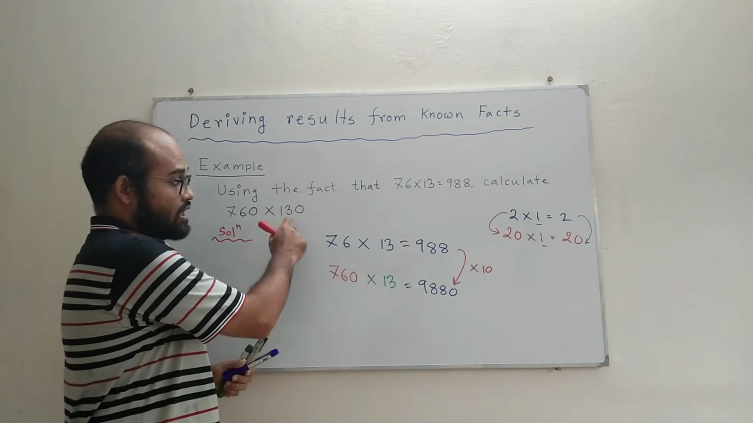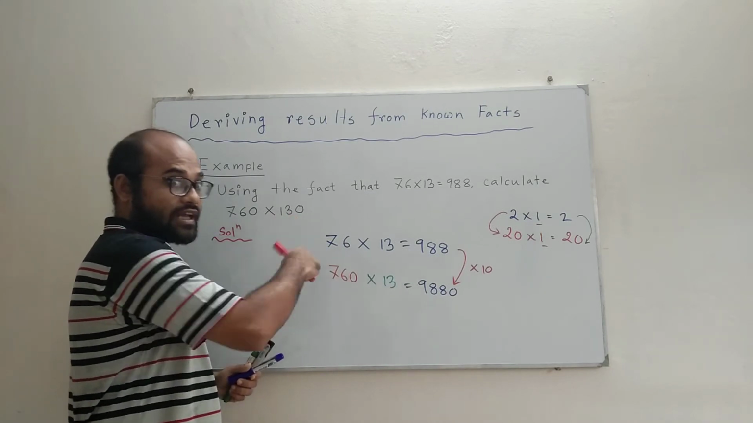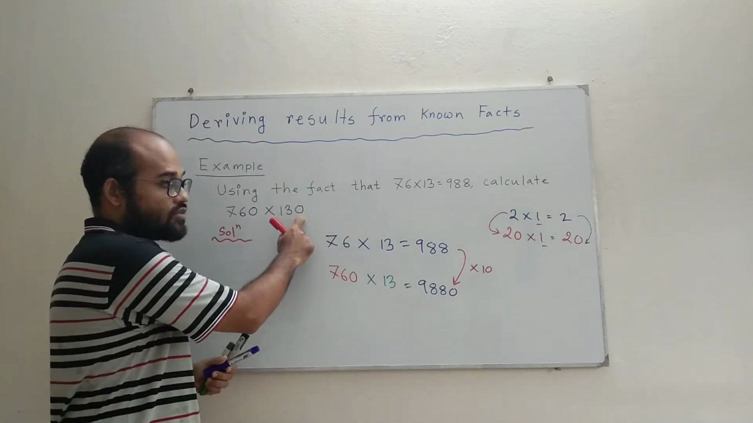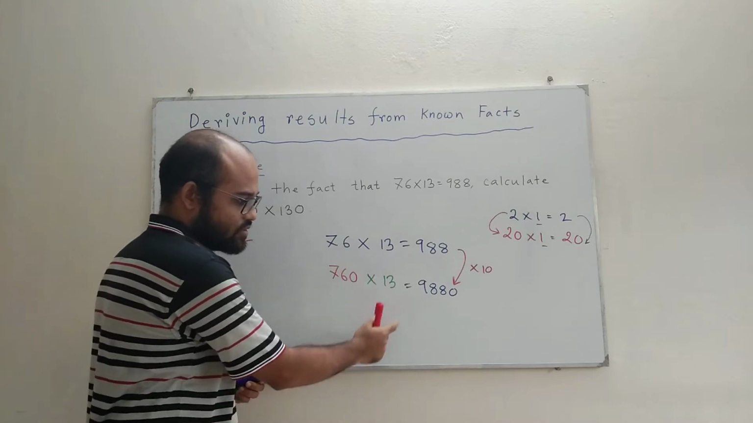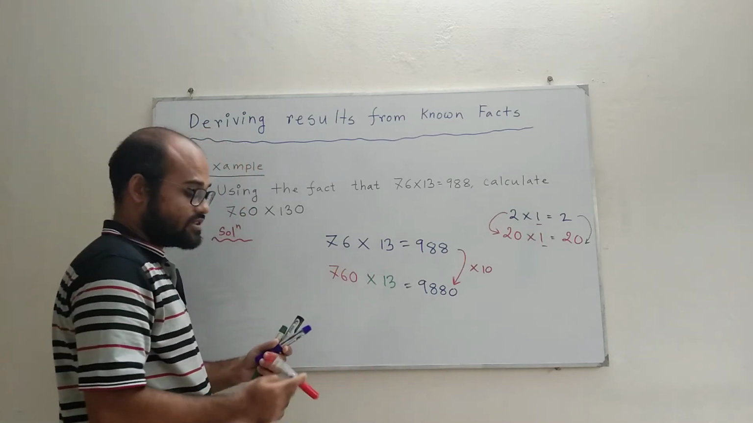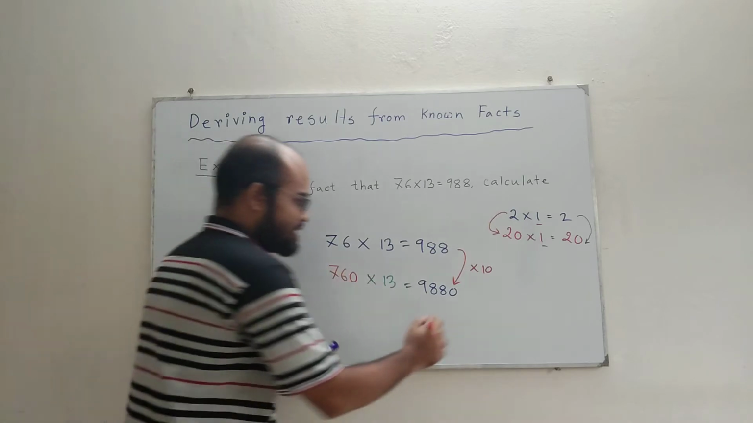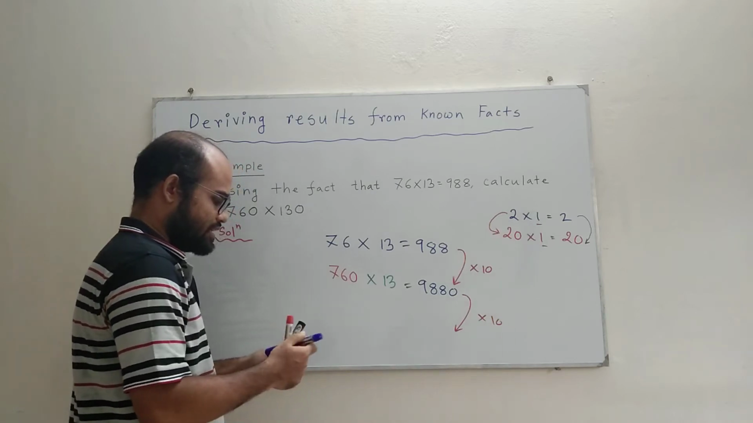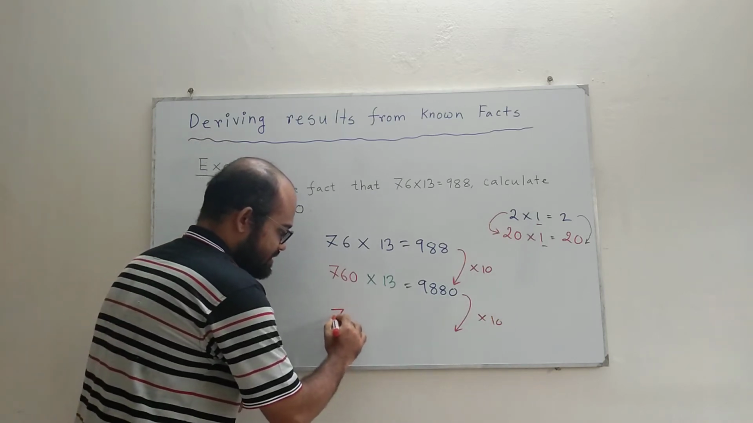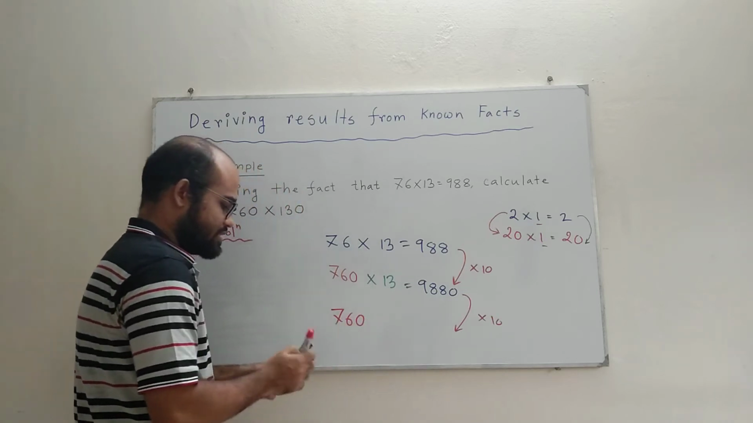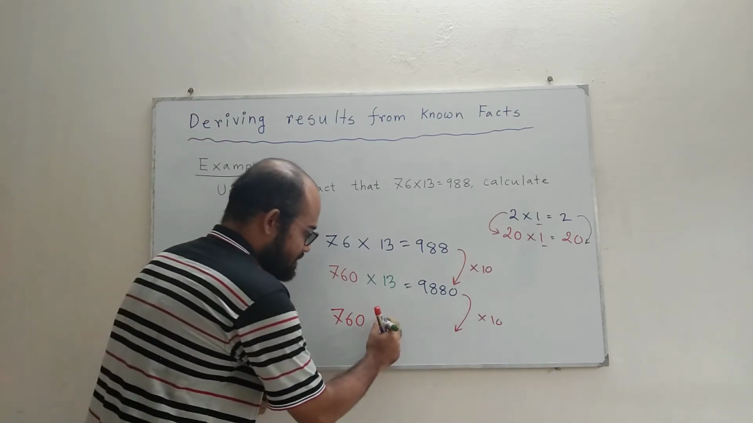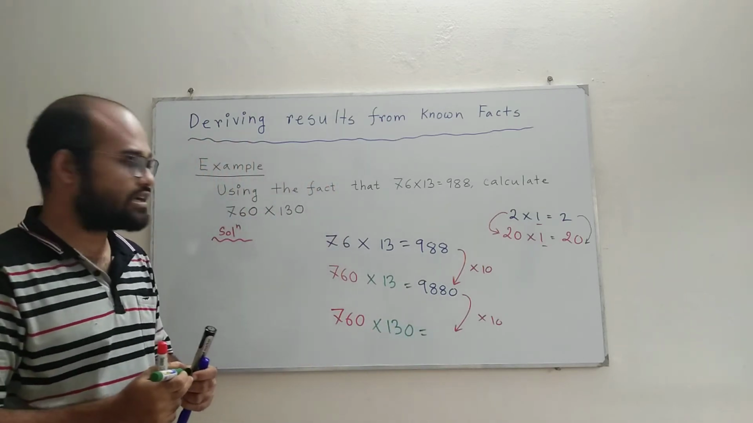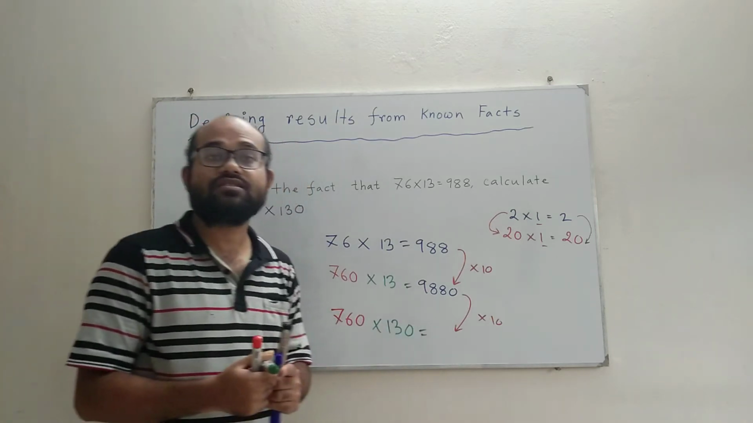No. The calculation that we are required to derive has 130 as the multiplier. So from here to here, in the next step, what will we do? I will increase 13 10 times. So let's do that. After having increased 13 by 10 times, what do I get? I get 760 times 130. Now, again the question naturally arises, how is my product affected?